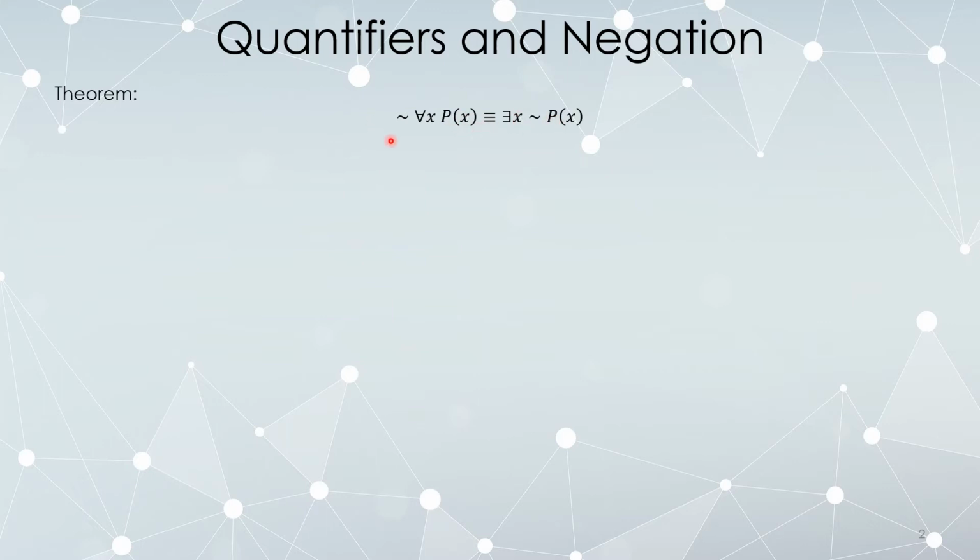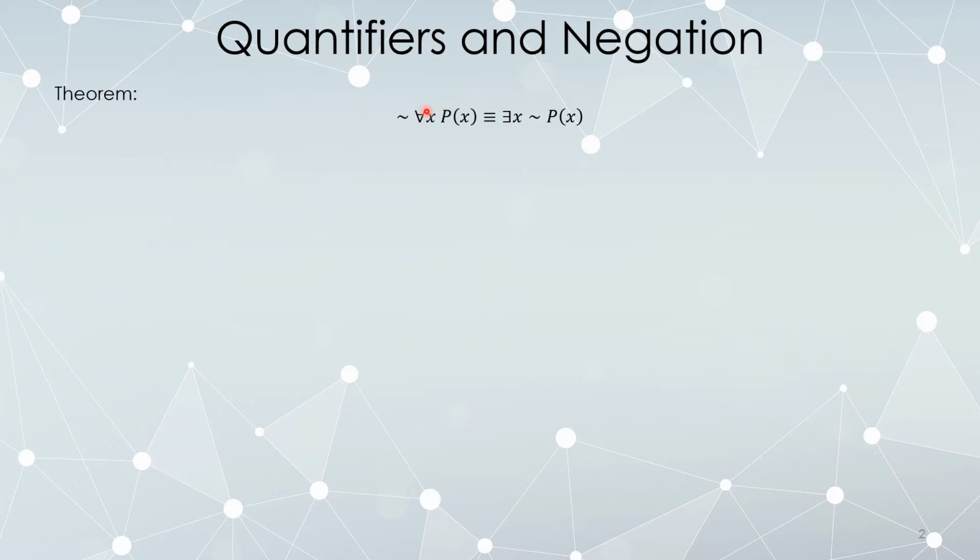Okay? Intuitively, what we're saying is, if this statement is not always true, then sometimes it must have been false. Similarly, if a statement is sometimes false, well then it was not always true. That's the intuition behind it, okay?